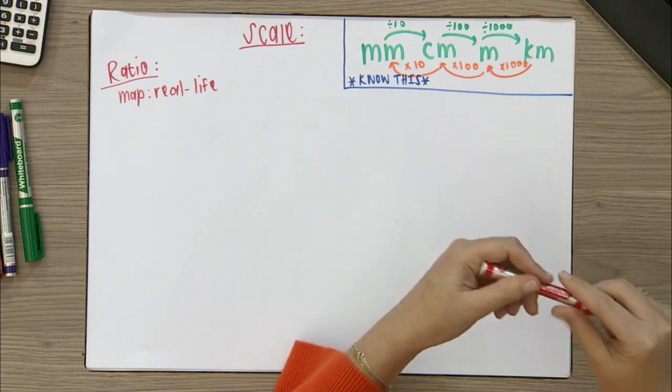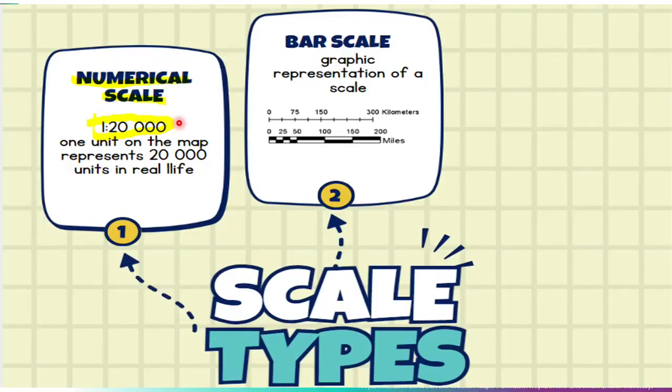Now, the next thing that we see is we also have a bar scale. If we look at what we have here, just this graphical representation that we give you, this is a good example of a bar scale.